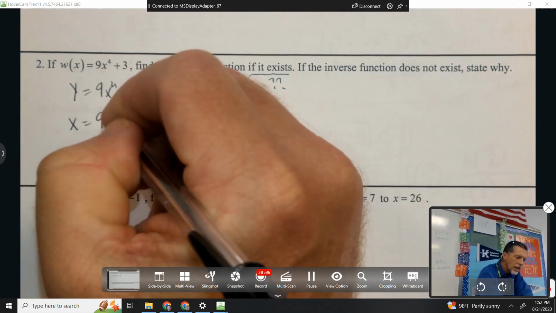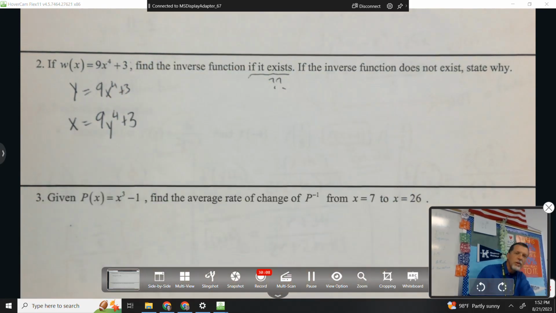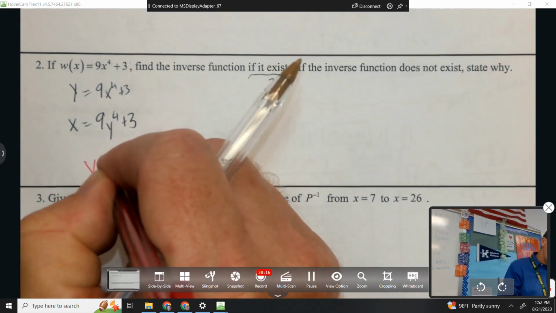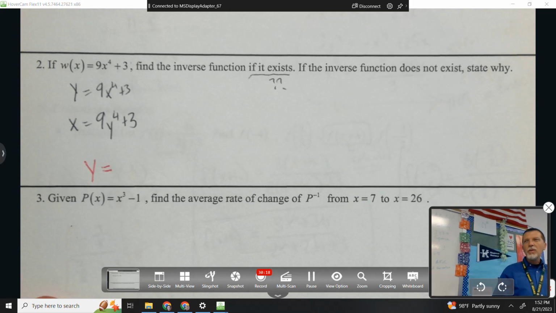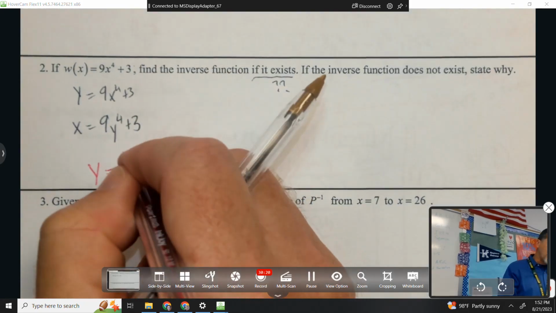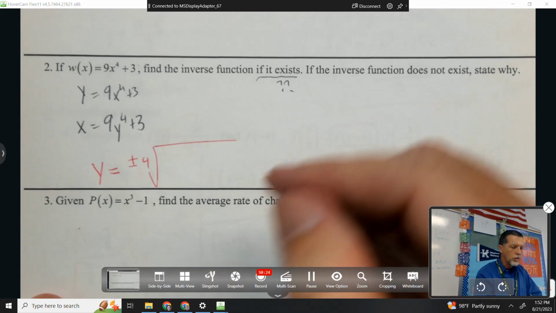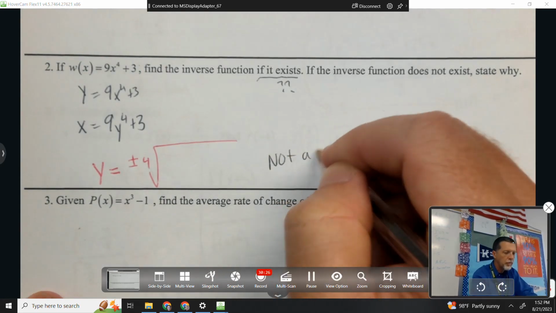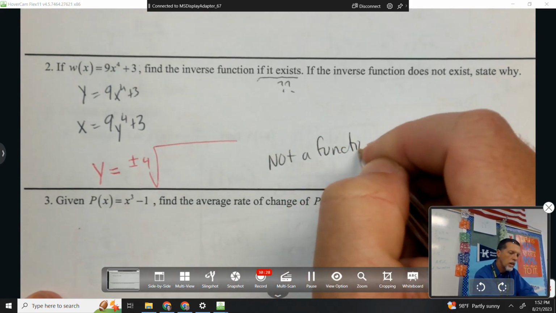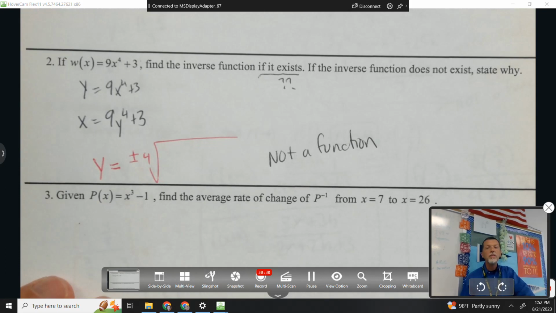We ran into this problem earlier with the vertical line test. What's going to happen when we solve for y? We're going to get a plus or minus. So forget the details. Eventually I'm getting the plus or minus the fourth root of something. So not a function. At least the inverse is not a function. The original is a function, but the inverse is not a function.